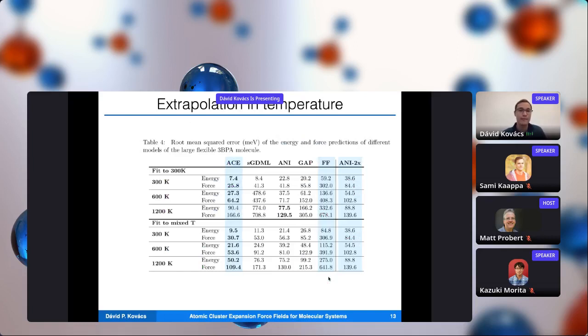Then we fit a model on 300 Kelvin data only, and test it at different temperatures. You can see that ACE is very nicely extrapolating. It looks like only this ANI model, which was pre-trained, so that's a bit of cheating, but anyway, is the one that can extrapolate better to high temperatures. Then when we fit on a mixed temperature training set, ACE becomes better by quite a large margin than any of the other models that we considered here.